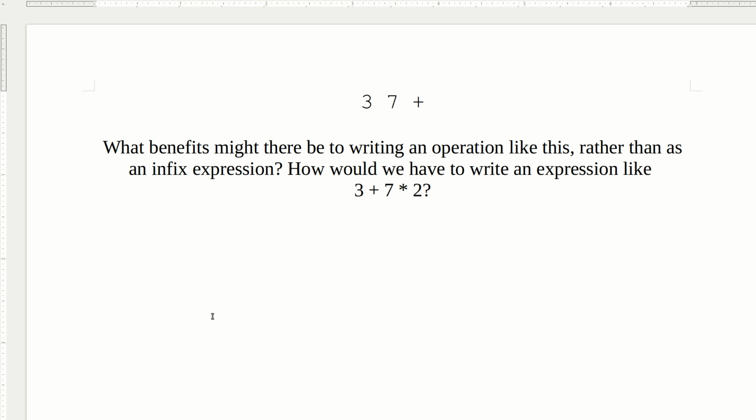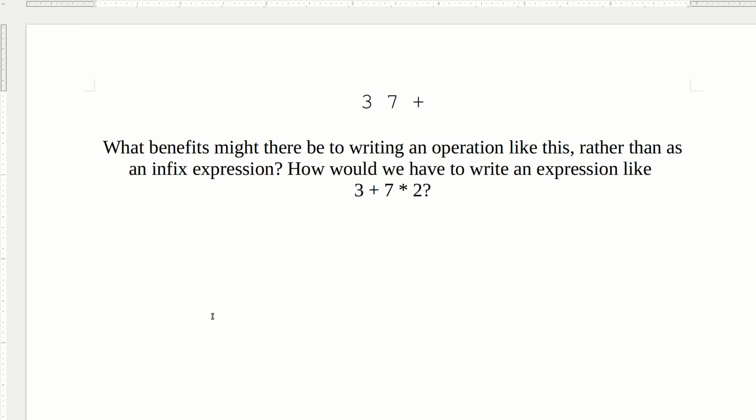The expression written here, 3 7 plus, looks a little odd to us, but is a valid mathematical expression. It's just written in postfix, where the operands, 3 and 7, show up first, and then the operator shows up after them. And it has its benefits, it has its downsides.